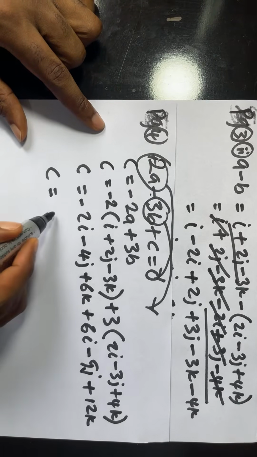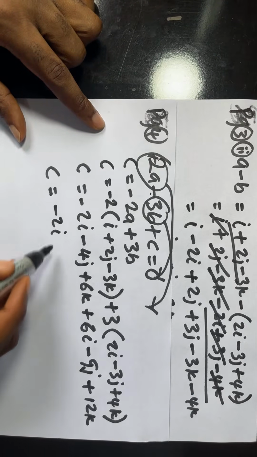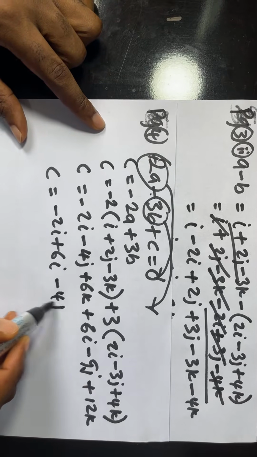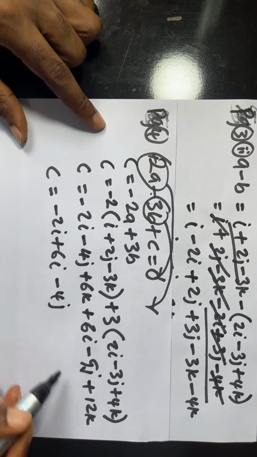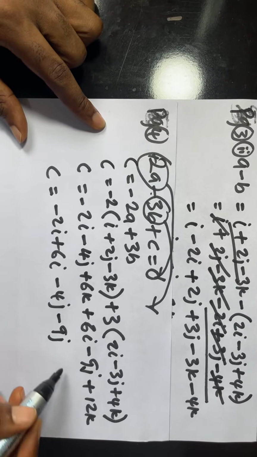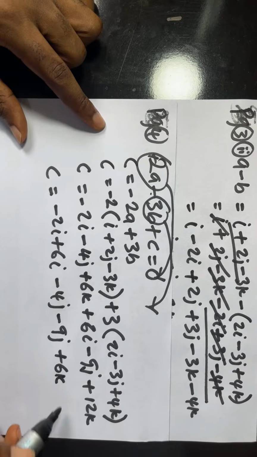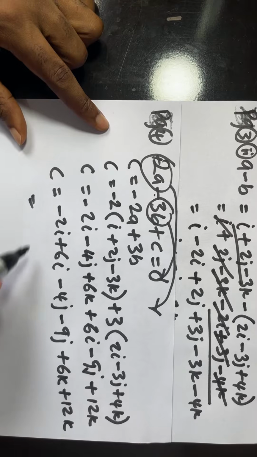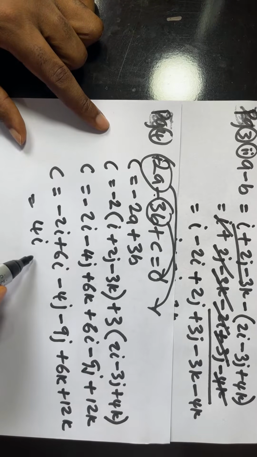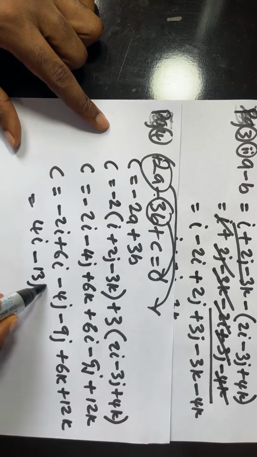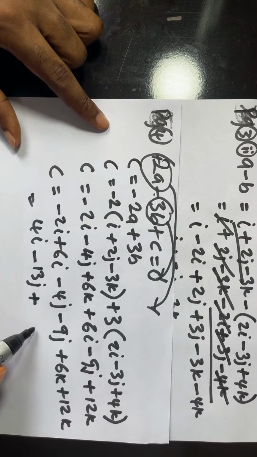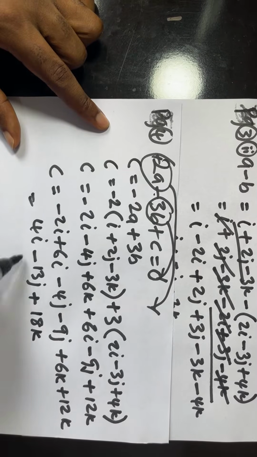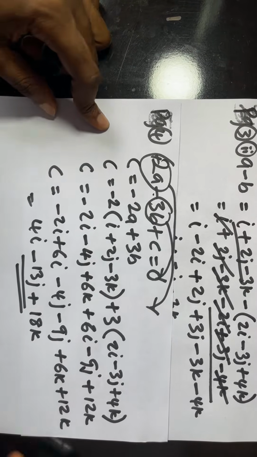we collect like terms. So this will be minus 2i plus 6i, minus 4j. We should be very careful when doing this. Minus 9j, plus 6k plus 12k. So therefore, our final answer here will be looking like 4i minus 13j plus 6 plus 12 will give us 18, right? So therefore, that will be our final answer.